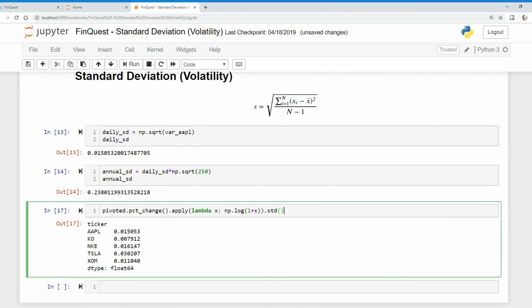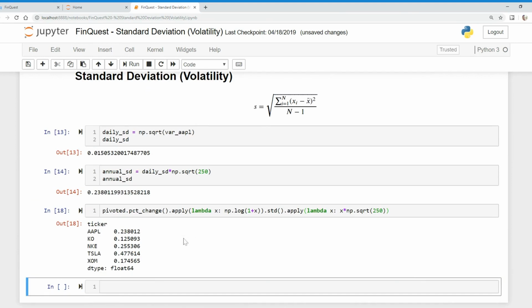But if we want to annualize this, we can again use the dot apply function, and we're going to say lambda x. So for each value in this new data series here, we're going to say x times the square root of 250. So for each value x in here, we're going to multiply it by the square root of 250. And there's our annualized standard deviation of all our stock tickers.